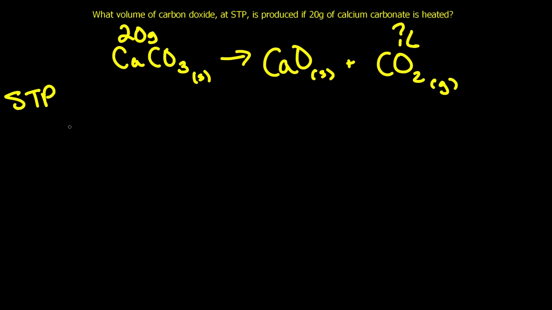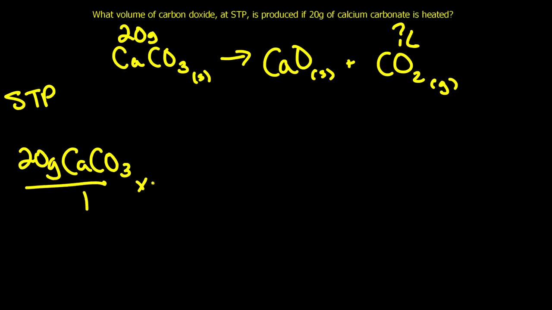So for the volume to moles or moles to volume conversions, you can use ideal gas law if you choose, and it'll always work. But since it's STP, I'm going to use that 22.4 liters per mole conversion factor. So let's get this thing started. So I got 20 grams calcium carbonate, and that's going to be over 1.